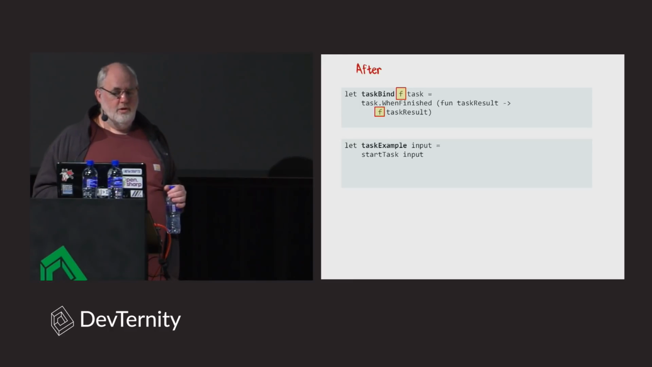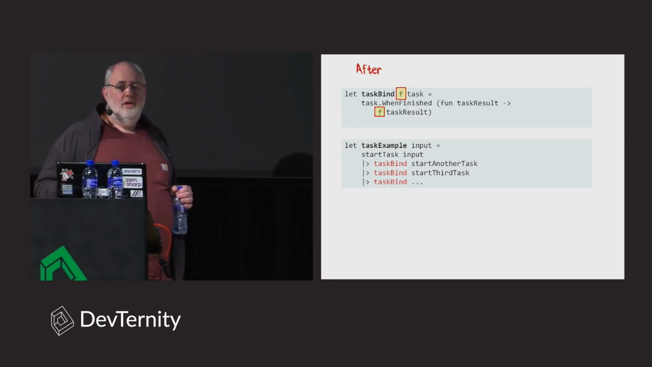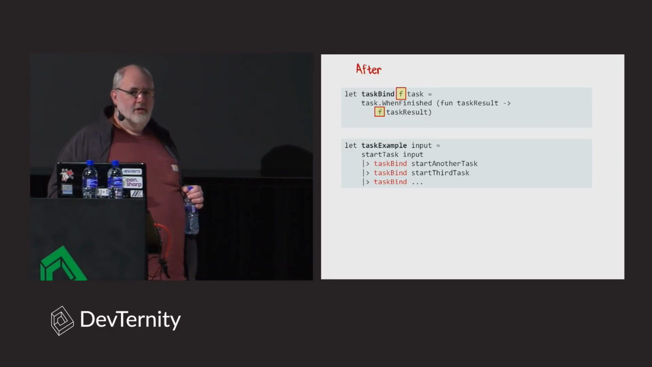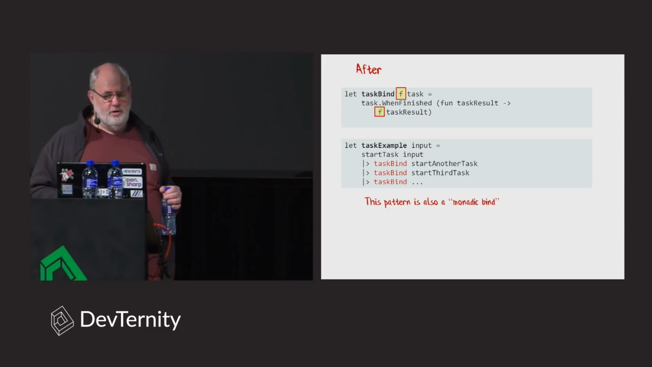And again, we can rewrite the code. We start a task, we bind it to the next task, we bind it to the next task, and so on and so forth. Again, we've got rid of the nested thing. We have a nice linear implementation. So that's another monadic bind for you there.